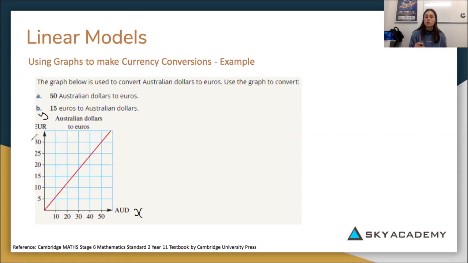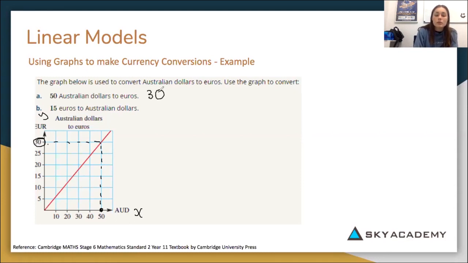So if we have 50 Australian dollars, we have been asked to find how much that is in euros. If we go up to wherever the line is and then go across, we're going to hit 30 euros. So 50 Australian dollars is equivalent to 30 euros.